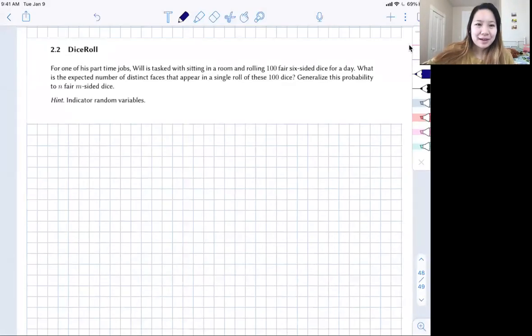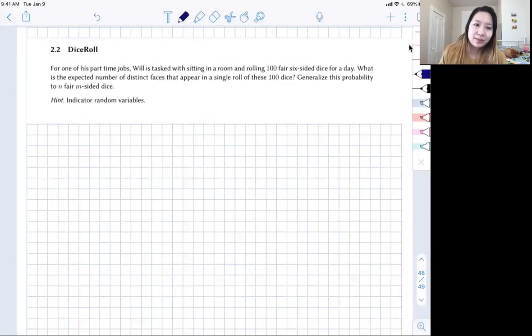Hi, so today I have for you guys an indicator random variable question with expectation and the fundamental bridge. So here's the problem. This is pulled from my section 5 notes. And yeah, so let's get started.